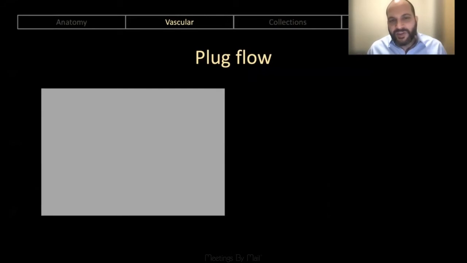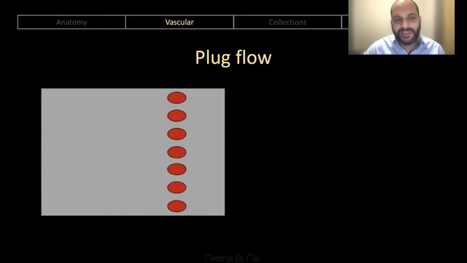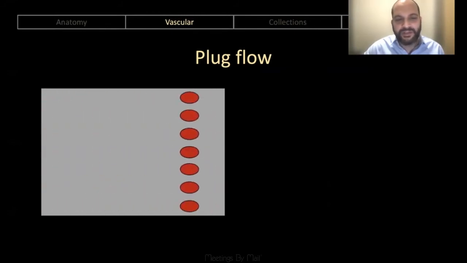Now, when we're talking about transplant renal artery stenosis, which we're now moving on to, it's important to understand some of the flow patterns. There are three flow patterns that exist within arteries. The first of them is plug flow. In plug flow, all of the blood cells travel the exact same speed within the vessel itself. So here you can see these red blood cells, they're all traveling the same speed.